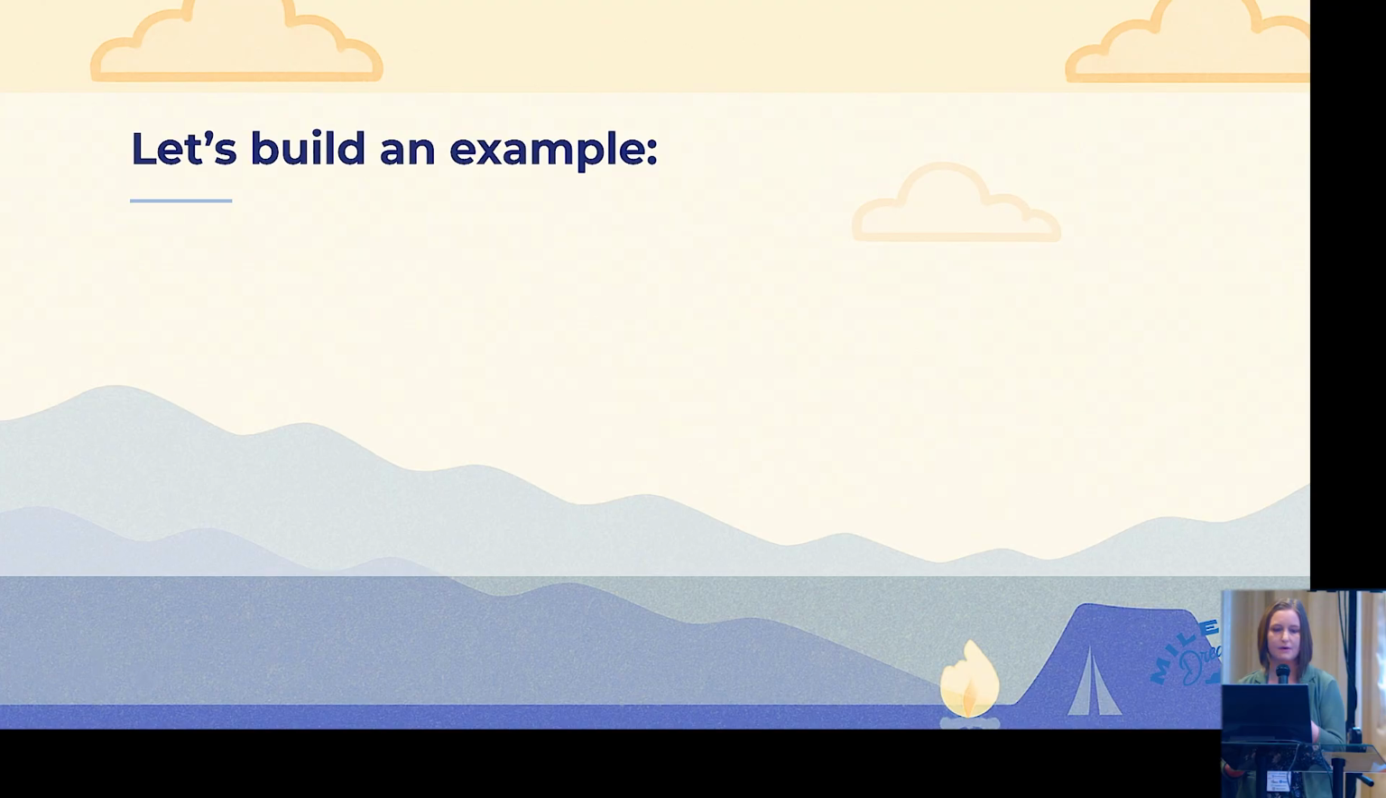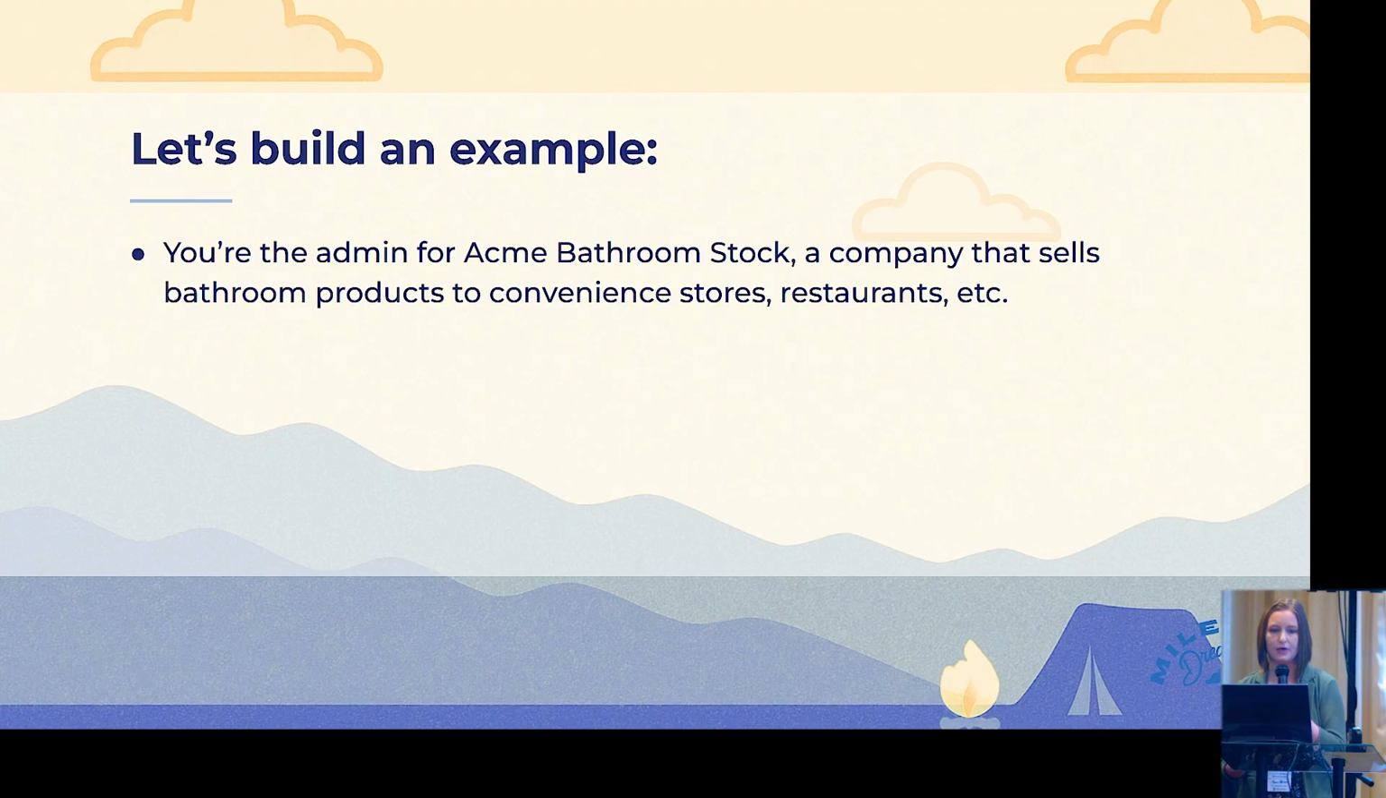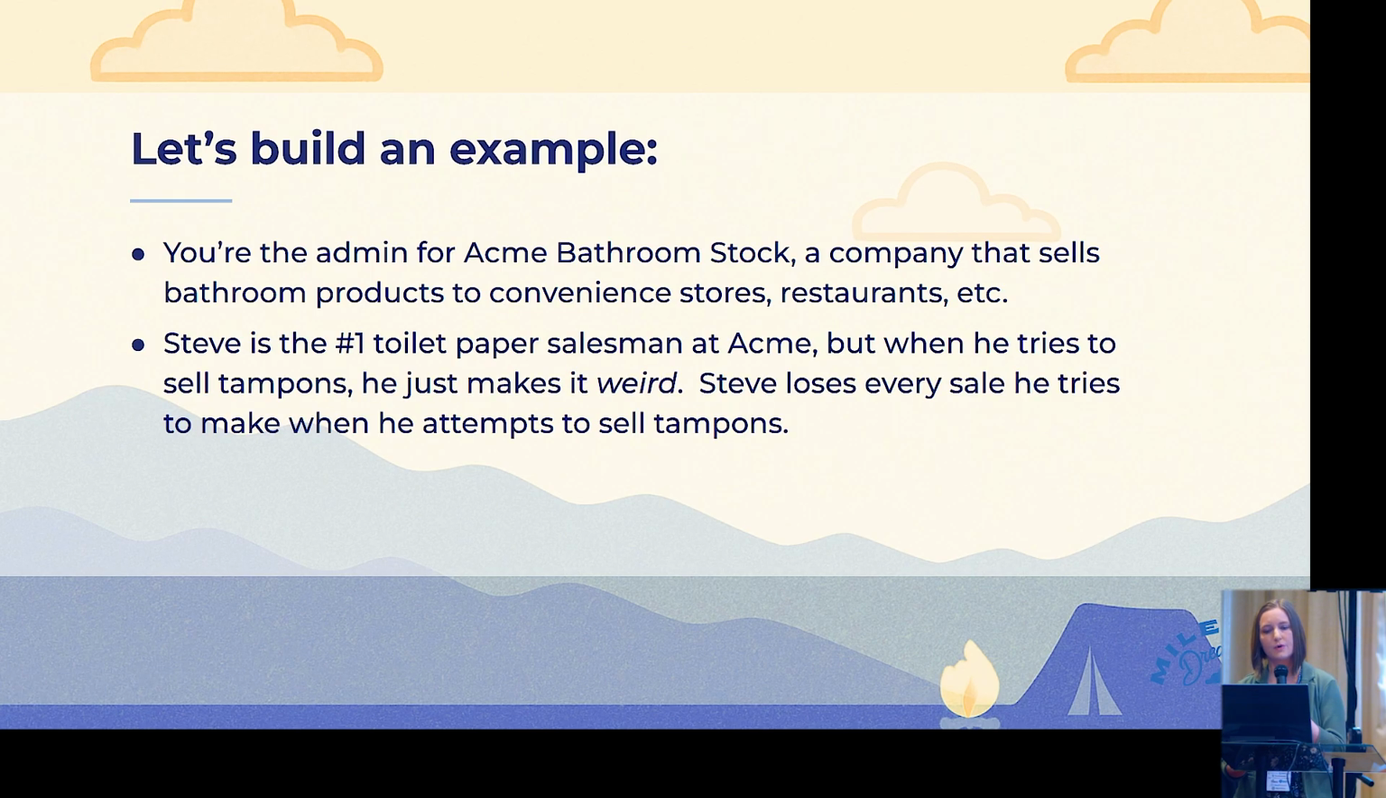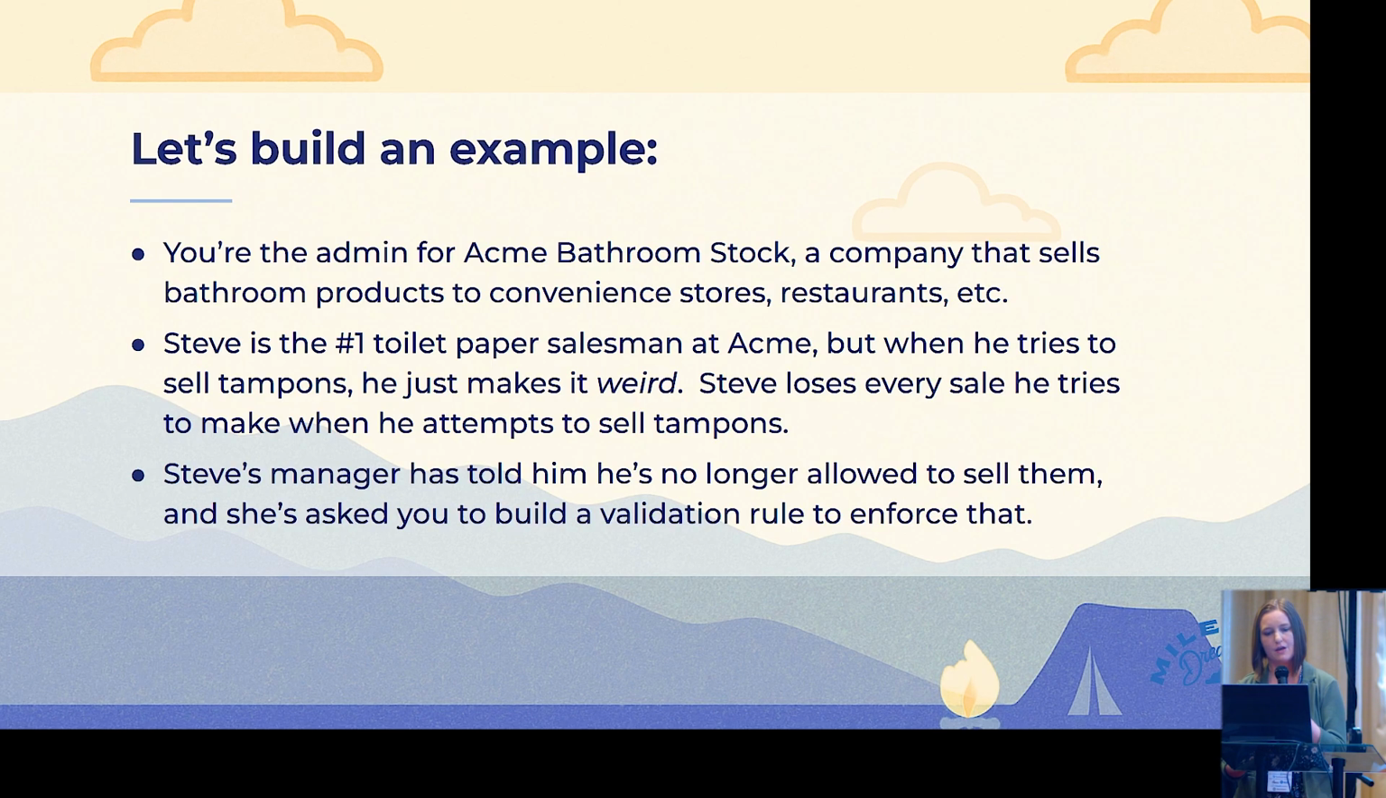All right, so let's build out an example in our demo org here. We're going to say that you are the admin for Acme Bathroom Stock, a company that sells bathroom products to convenience stores, restaurants, etc. Steve is the #1 toilet paper salesman at Acme, but when he tries to sell tampons, he just makes it weird. Steve loses every sale he tries when he attempts to upsell tampons. So Steve's manager has told him that he's no longer allowed to sell them, and she's asked you to build a validation rule to enforce that.